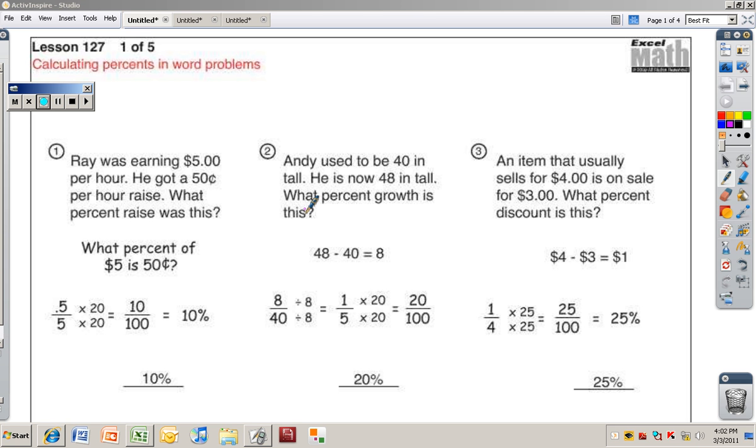Sixth grade Excel, lesson 127, calculating percents in word problems. We already know how to do percents. Now we're going to do it in word problems. Let's take a look at a few sample problems.